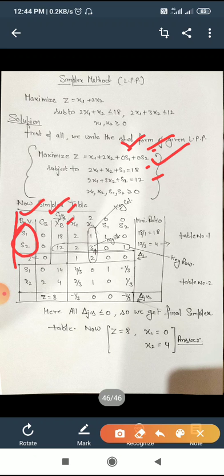Now the coefficients of the first restriction: x1 is 2, x2 is 1, s1 is 1, s2 is 0. There is no s2, so we write 0 coefficient. Second restriction: 2, 3, 1, 0. 12 is the right hand side, 2 is the coefficient of x1, 3 is the coefficient of x2, and there is no s1, so we write 0, and the s2 coefficient is 1.